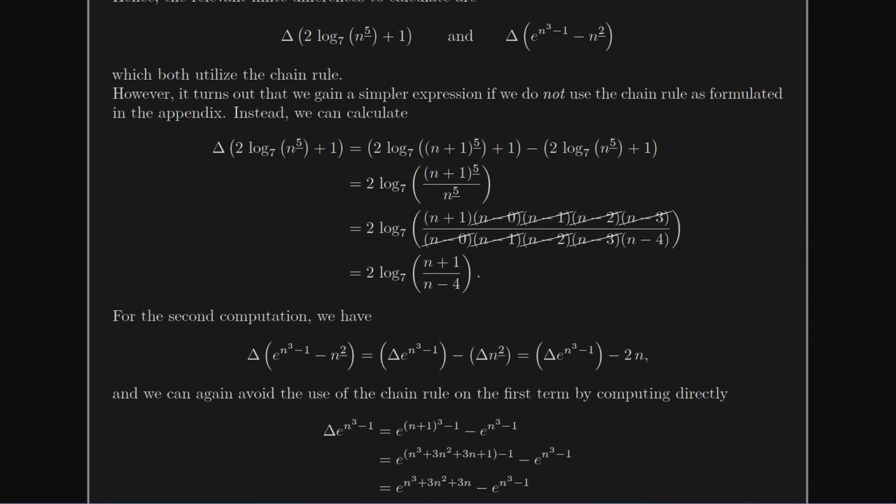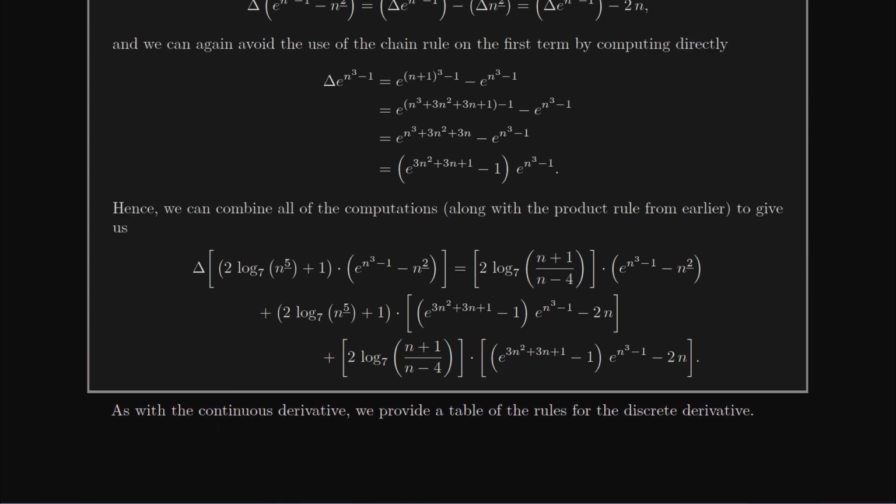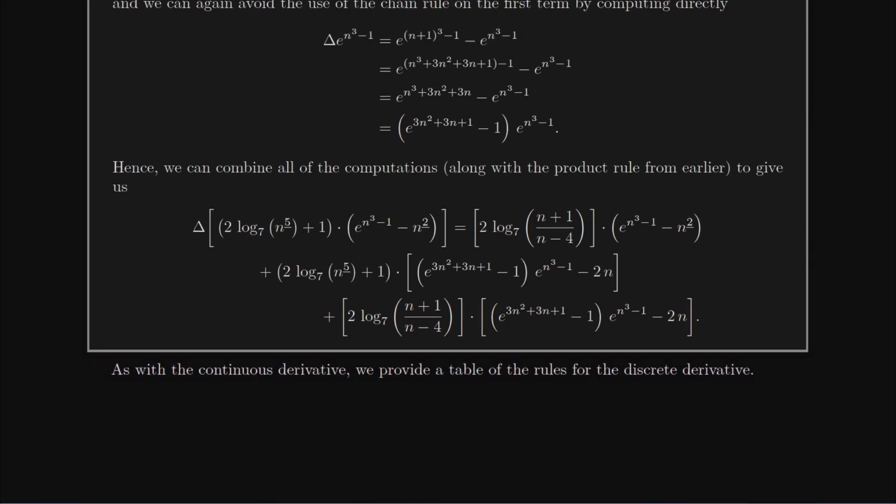And then if I jump all the way back up to this product rule, since I've computed that already, that was kind of this 2 log 7, n plus 1 over n minus 4, and then I just went ahead and computed these two terms as well. I'm going to shove all of those in, and I end up with this horrendous piece of mathematics here, which describes the full collection of rules that I can potentially apply here, and this is what the finite difference is.